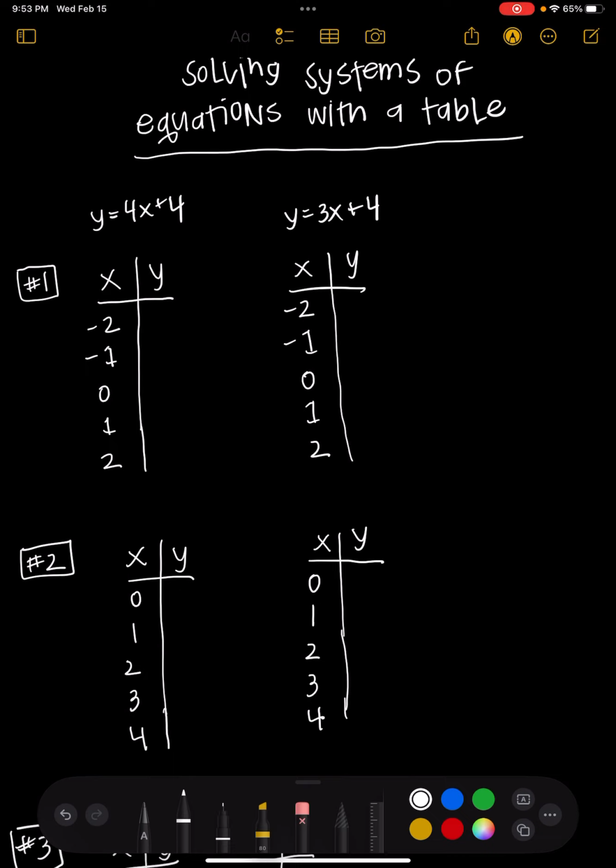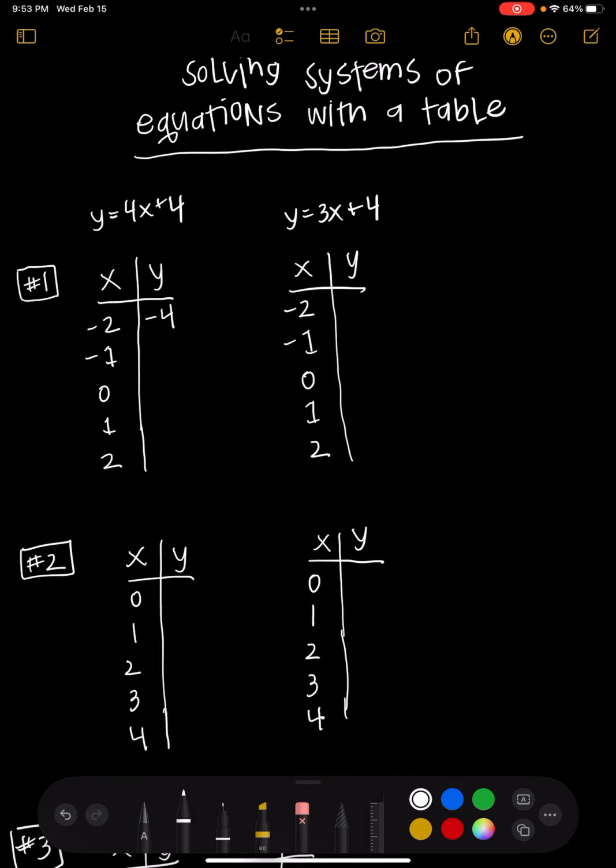So let's try it. I'm going to start with the first table on this first example, y equals 4x plus 4. What I'm going to do is replace the x in the equation with my numbers in my x column. So the first one I'm going to replace with is negative 2. So it's going to be 4 times negative 2 plus 4. We can just use a calculator for that, but 4 times negative 2 is negative 8, plus 4 gives me a negative 4. So I'm going to write a negative 4 in the y column right next to the negative 2, because when x is equal to negative 2, y is equal to negative 4.